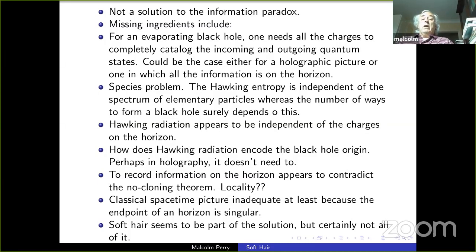And a classical space-time picture appears to be hopelessly inadequate to describe what is going on. First of all, the end point of any horizon, if the black hole completely evaporates, is going to be singular. It's hard to see how causality could be maintained, especially in the case of Kerr black holes. And so ultimately it would seem that soft hair could well be part of the solution, but is certainly not all of it. So I think that's the place to stop. Thank you.